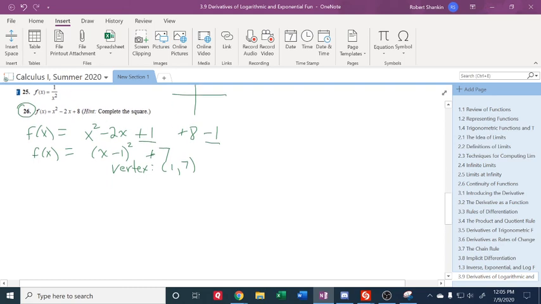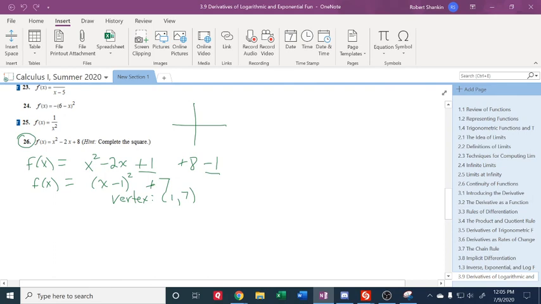So if we went 1 over 7 up, it would be an upward parabola like this. And so if you took the right half or the left half of the parabola, you'd be fine. So the domain should be something like x greater than or equal to 1. That would work. Instead of completing the square, we could have also done the vertex formula for a parabola.